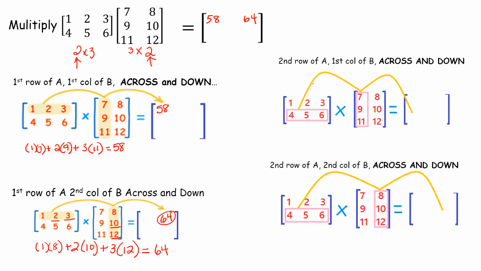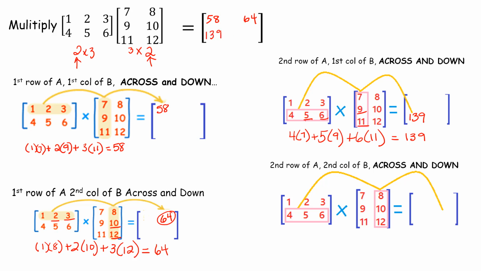There are no more columns in the second matrix, so we'll move on to the next row of the first matrix. So we've got the second row, and we're going to go down the first column of the second matrix. So 4 times 7, plus 5 times 9, plus the 6 times the 11. And if we add all that up, we get 139, and that will go in the first column, second row of our product. So 139.